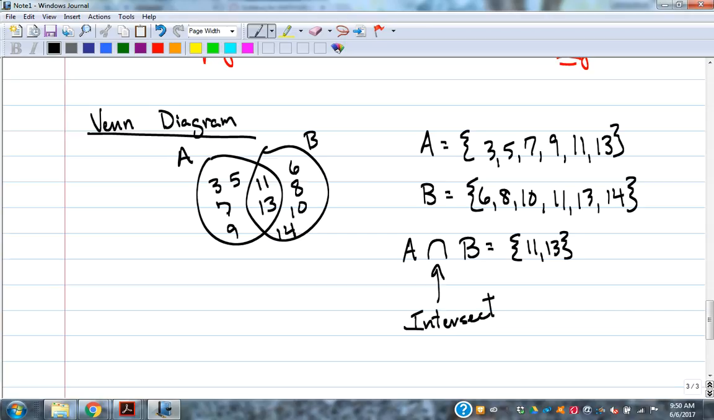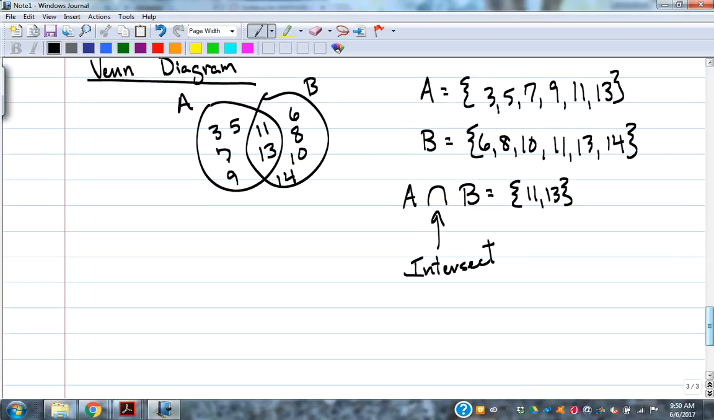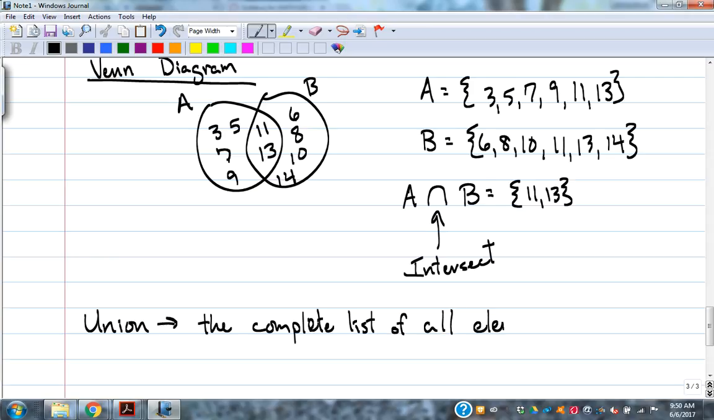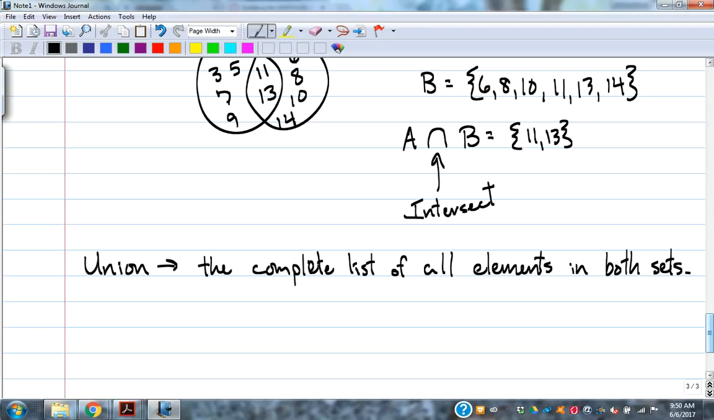Okay, that's an intersection. The more inclusive thing is called a union. The union of two sets is the complete list of all elements in both sets. Okay. The intersection is where they overlap, the pieces that are in both sets. The union is the combination of the two sets together.